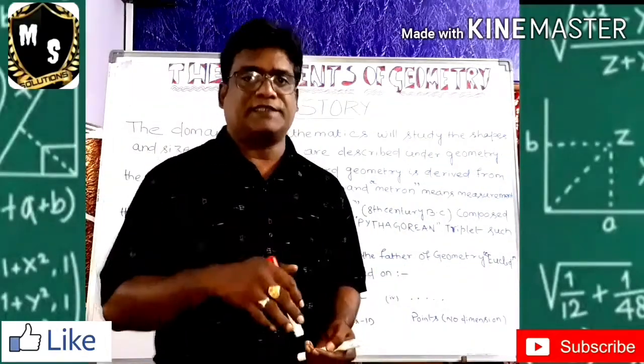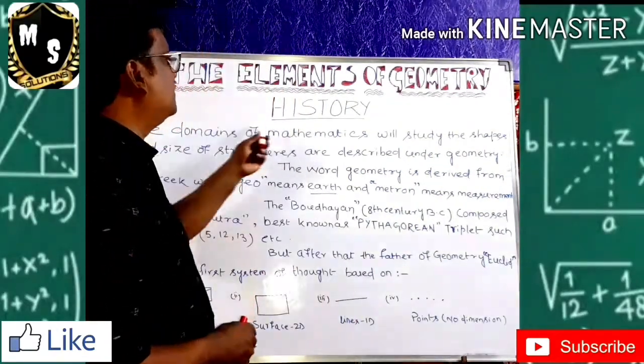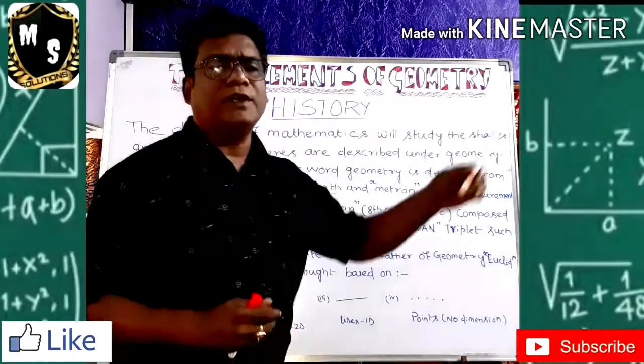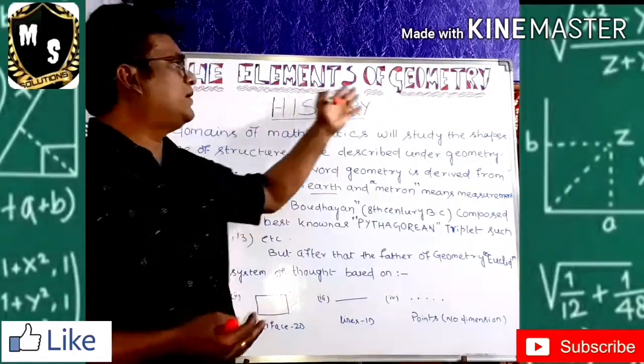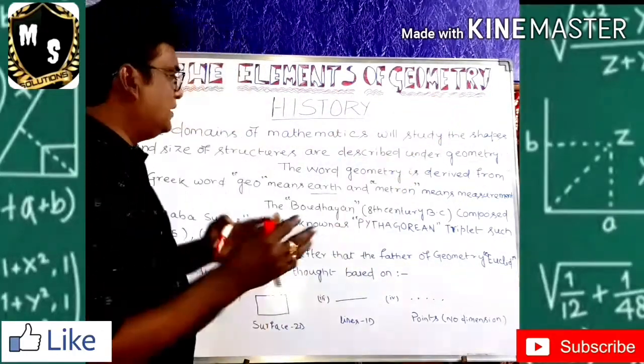Now come to the next part. What is the next part? The next part is the history behind the elements of geometry. What is the history behind the elements of geometry? Let's go for it. I wrote something.